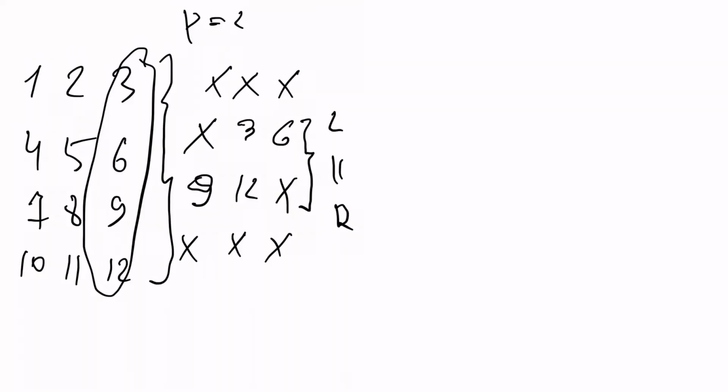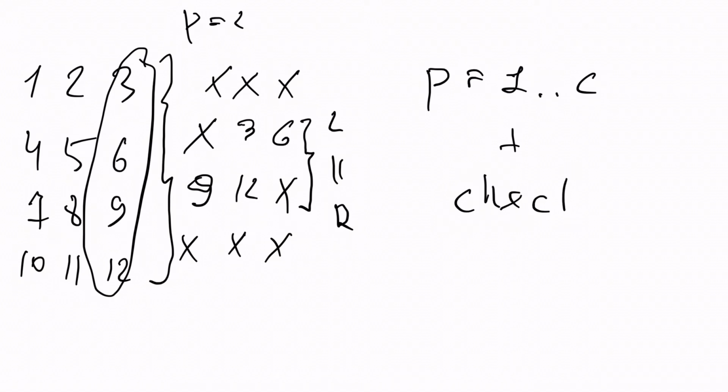The overall solution is that we try all p's from 1 to the number of columns and check them. Check if it squeezes to one row, and if it does, we see what the location of this card is and check whether it is the best result found. That's it.